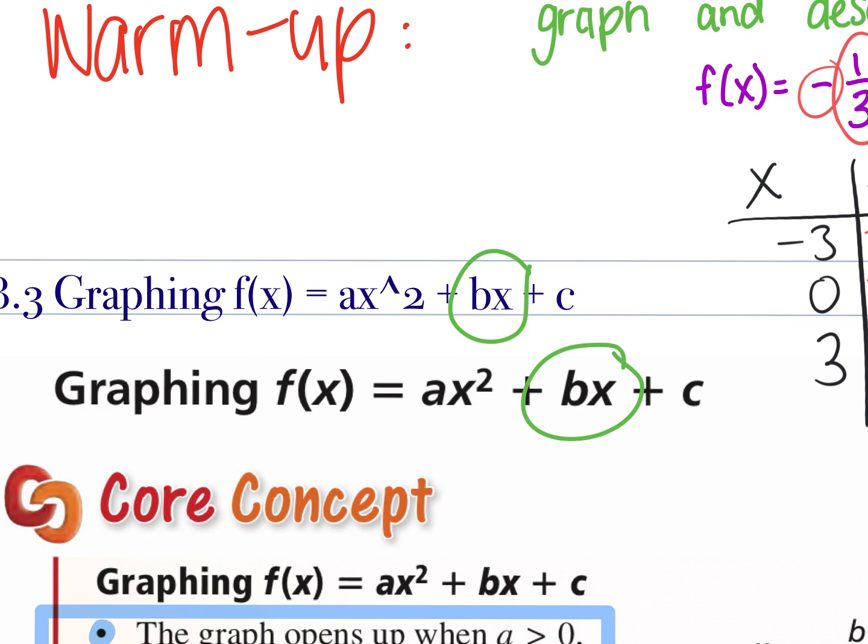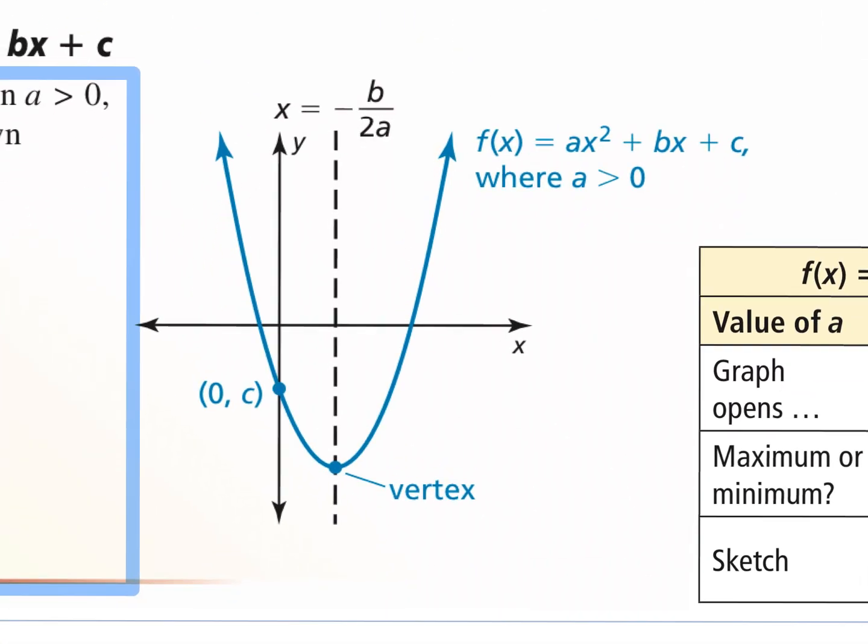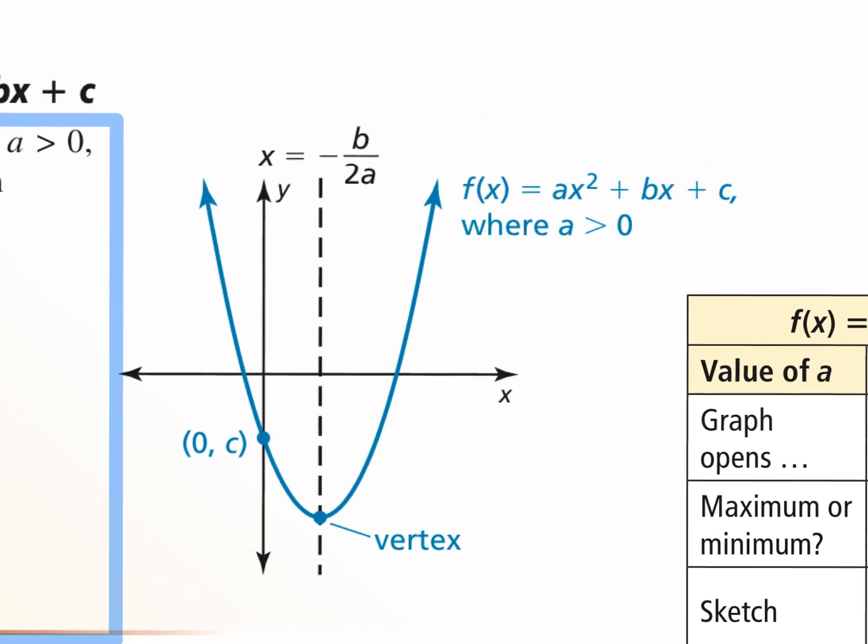Before, we only talked about vertical shifts, correct? It could only move up or down. When you add in that b value, you end up shifting your graph to the left or to the right, okay? Now, it is not a direct shift. So if your b value is 2, that does not mean that you shift to the right 2. It's related by this ratio, -b over 2a.